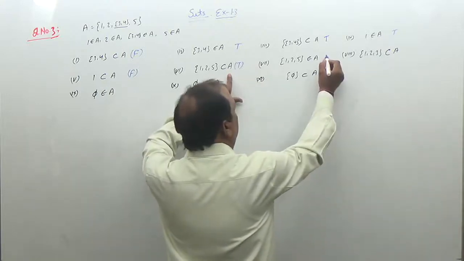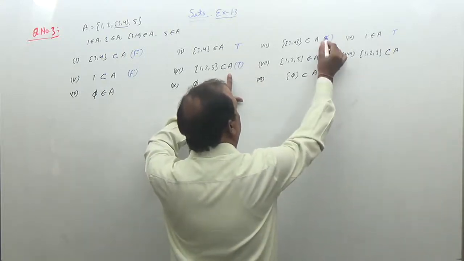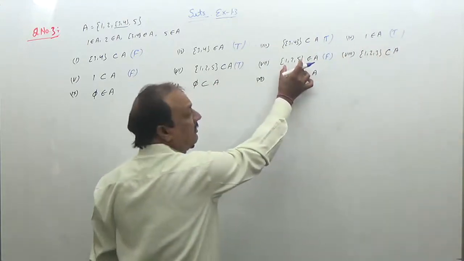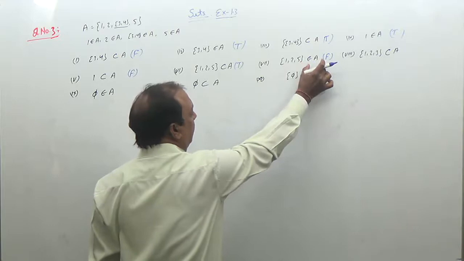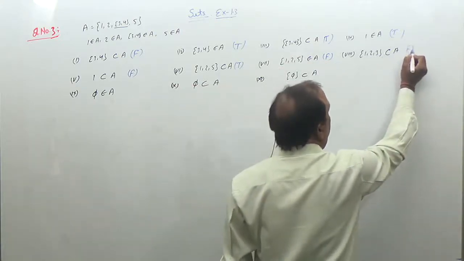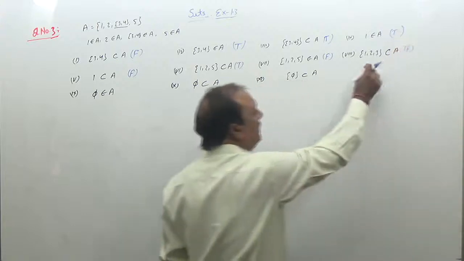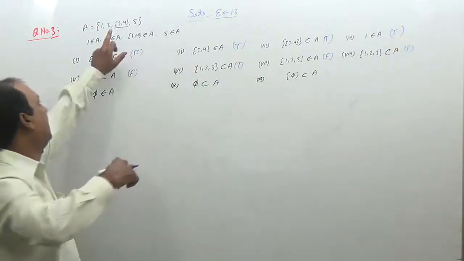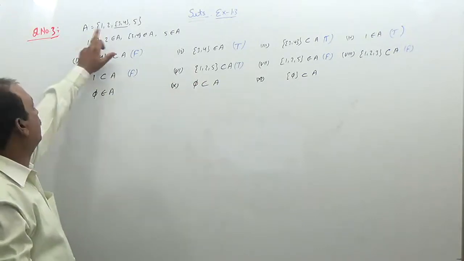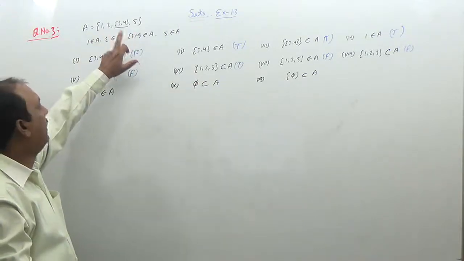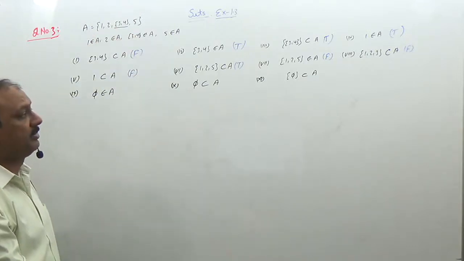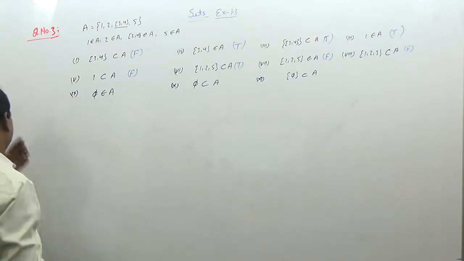Now this is a false statement. Why? Because this one is a subset of A here, यहां पे है तो ये false है. 1, 3, 5 is a false statement because there is no element 3 in this set A. 1 is a member of this set, 2 is a member of the set A, but 3 is not a member of this set A, so this is false. So this may not be a subset of set A.